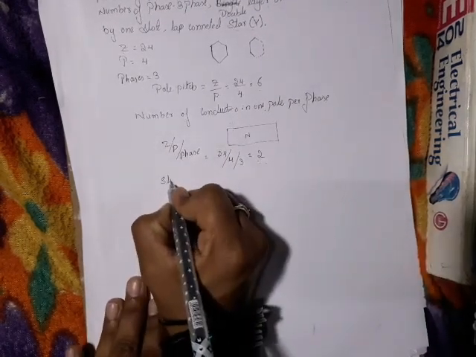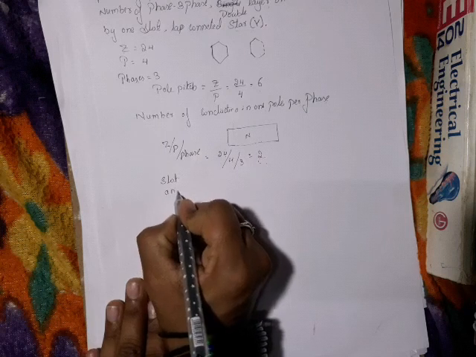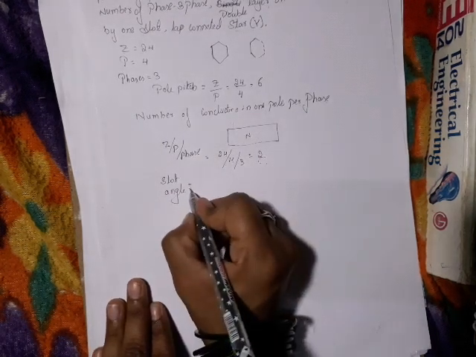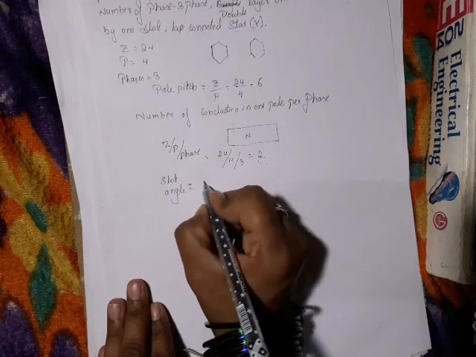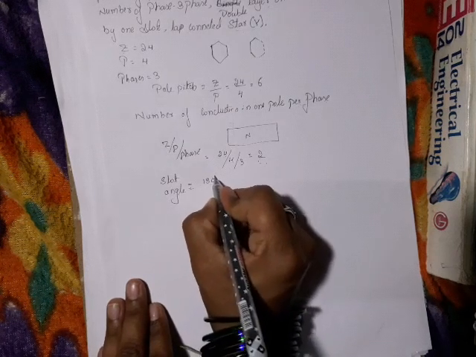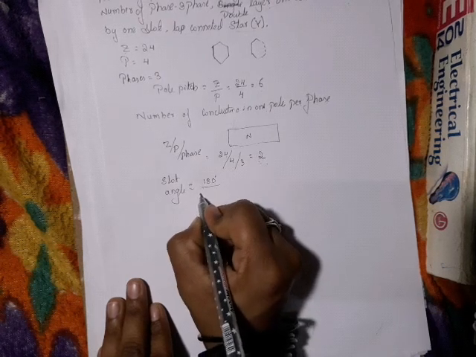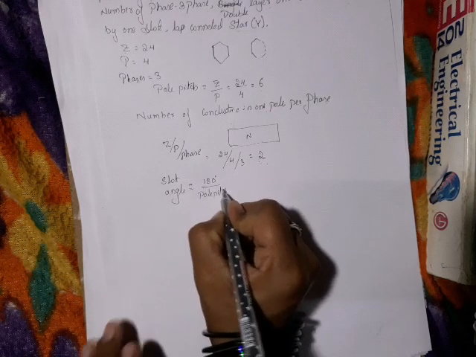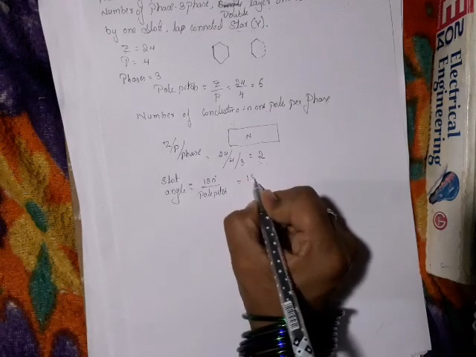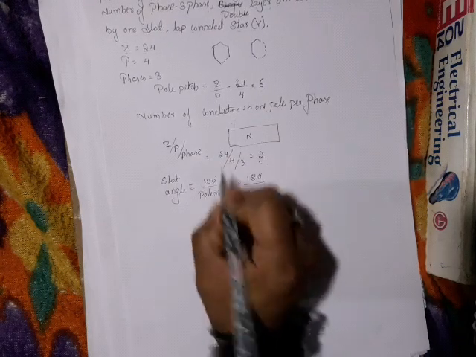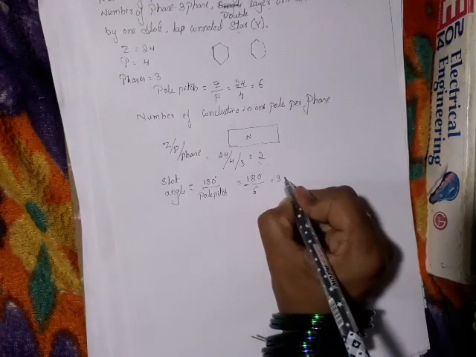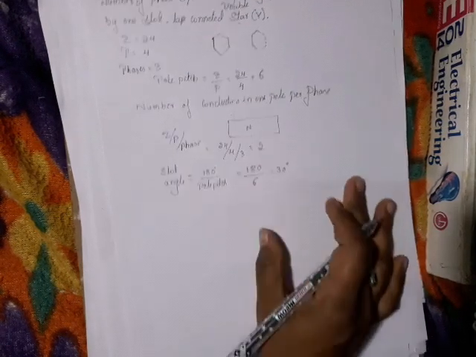Then we need to find out slot angle. I hope you already know what slot angle means, which has already been explained in the theory. To calculate slot angle, we have the formula 180 divided by pole pitch. Pole pitch is 6. If you do this calculation, you will get the slot angle as 30 degrees.